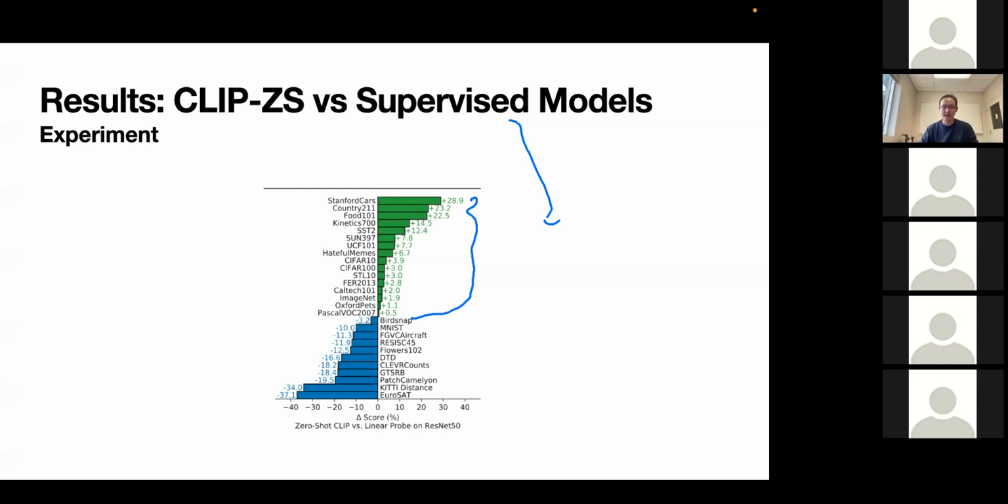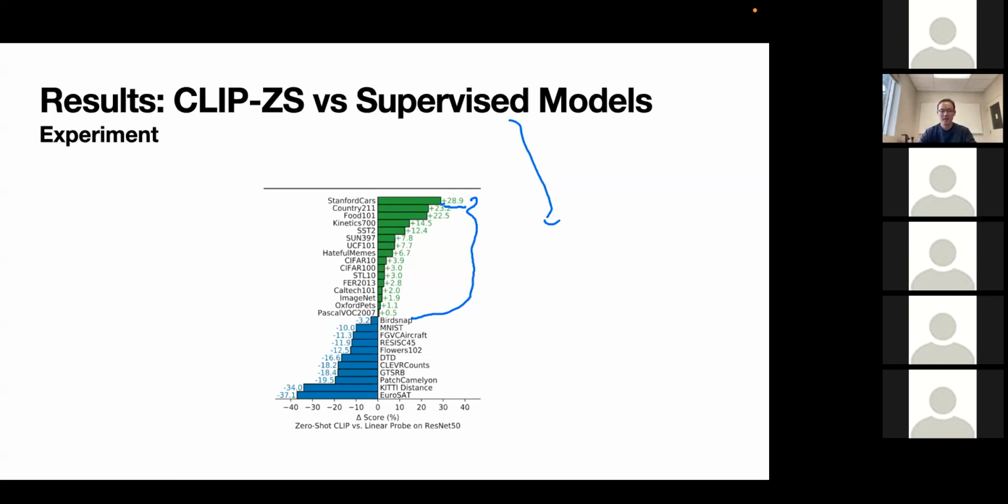And we can find that there are 27 data sets, and CLIP zero-shot outperforms on more than half of the data sets. On one of them it outperforms by 28.9%. So they also use this experiment to show their model can transfer to other different domains.